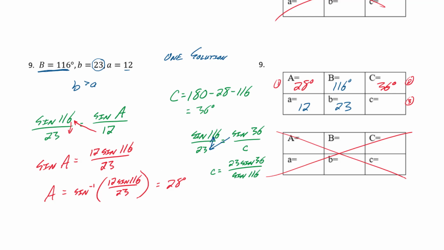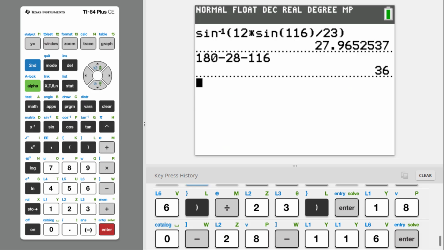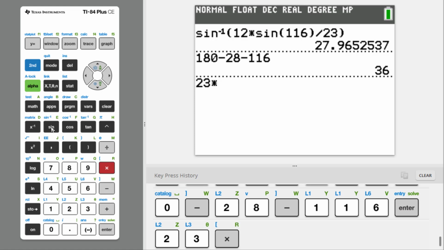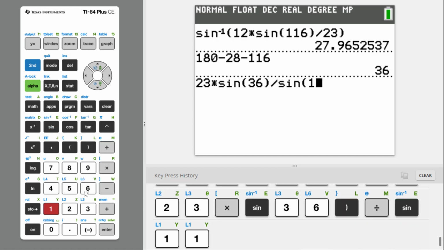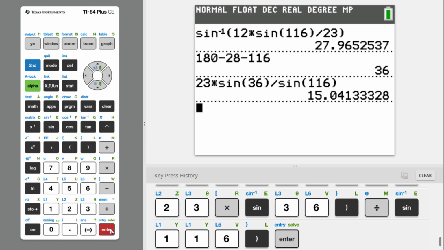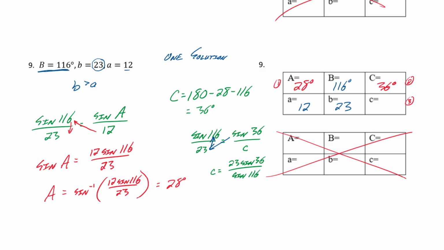And again, I just like typing it in all at once, so let's go ahead and bring that calculator up. I have 23 times the sine of 36 divided by the sine of 116, and pressing enter on that gives me a side length of 15. So we'll go ahead and call that 15 over here and commit that to my answer blank over here as well. And notice this one does not have degrees, just because, well, that's a side length.